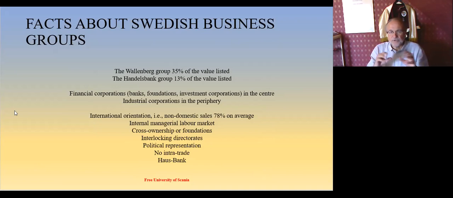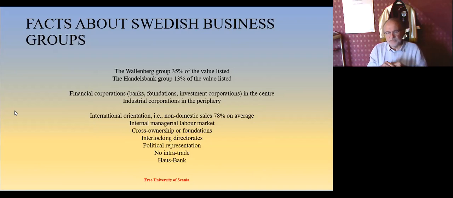Distinctive is that they have financial corporations, banks, foundations, investment corporations in the very center of the business group. And then surrounding this center are the industrial corporations. That's the organizational principle. When we look at the corporations, they are highly international. Not many, they have national corporations, but its distinctiveness is that they have international orientation. On average, they had a non-domestic sales of 78%, so they are extremely international.